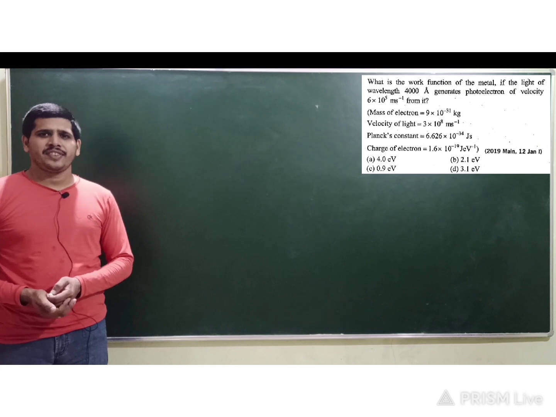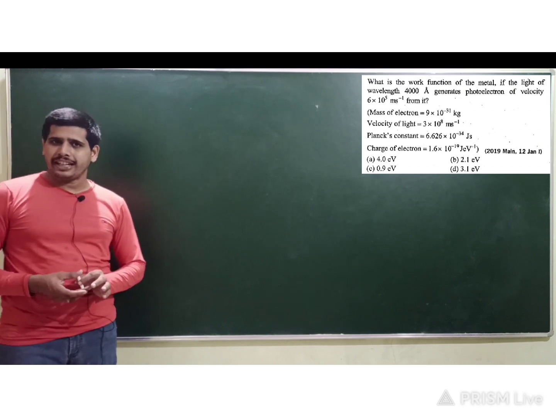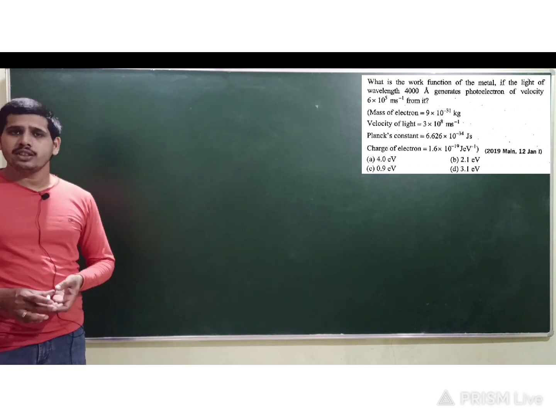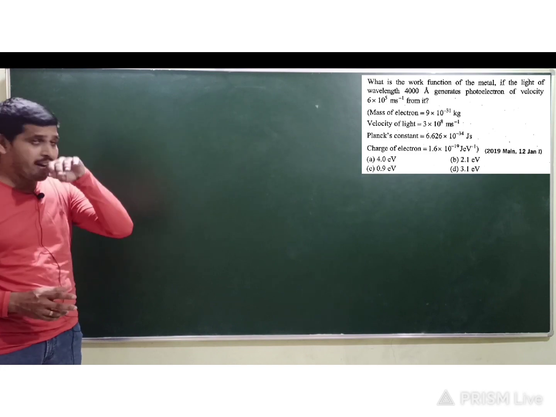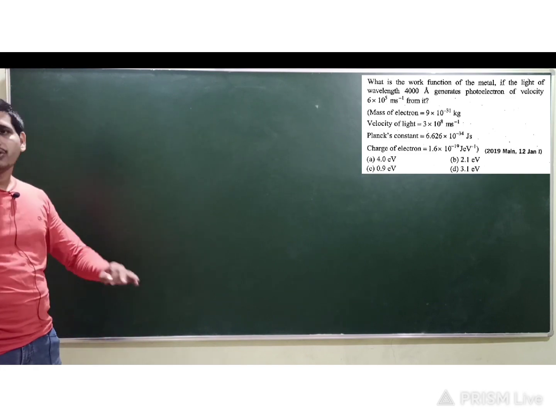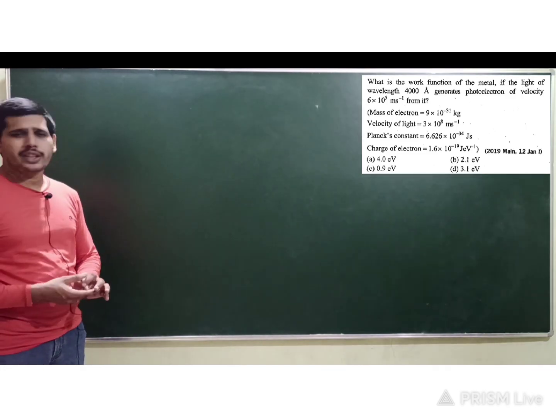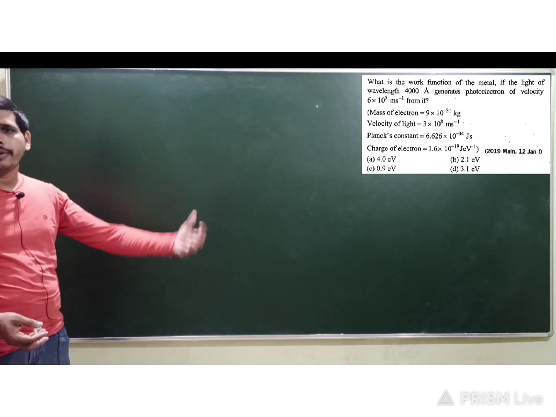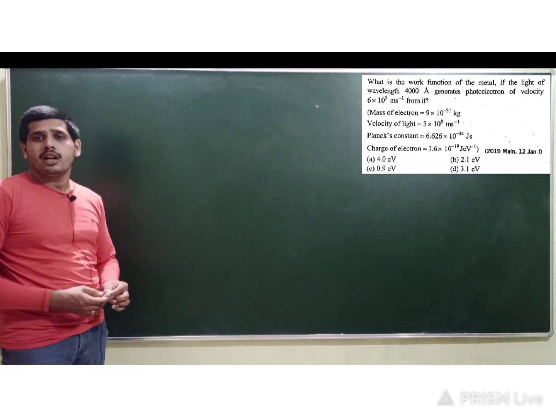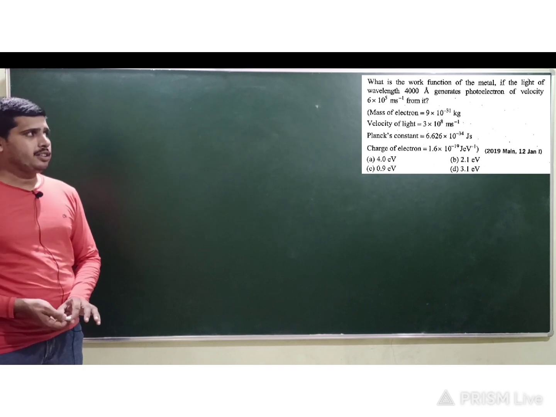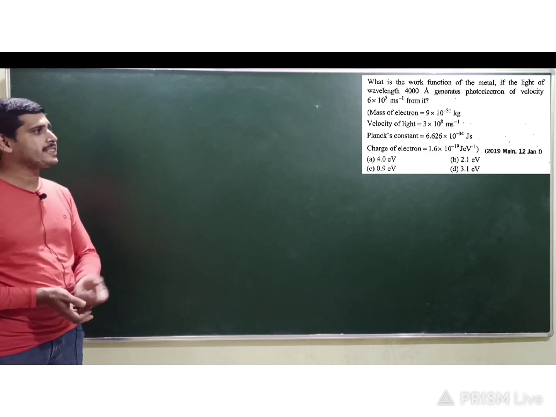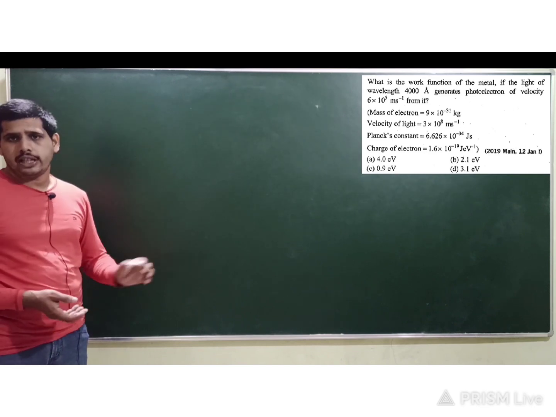Hello students, here is a question from photoelectric effect. To calculate the work function, which is denoted as phi here, it could be the W naught or E naught as well. Okay, notation will be different but the concept remains the same. It is the work function to be calculated. What you are provided with is the wavelength, which is 4000 angstrom units, and the velocity of the photoelectrons.